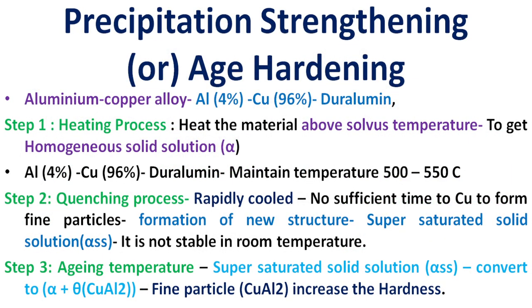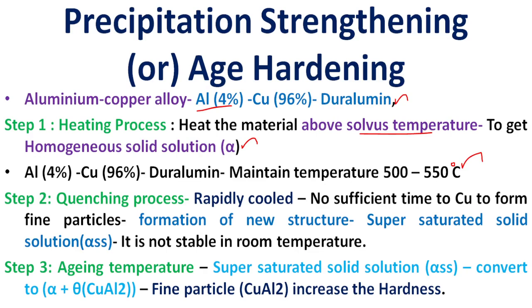So in this process, the aluminum and copper alloy with aluminum 4% and copper 96% is called duralumin. The first step is the heating process. Heat the material above the solvus temperature to get the homogeneous solid solution of alpha phase. Maintain the temperature around 500 to 550 degrees Celsius for heating the material.